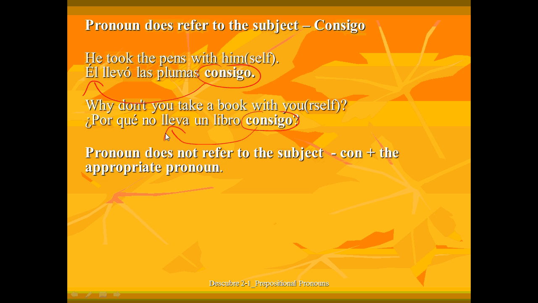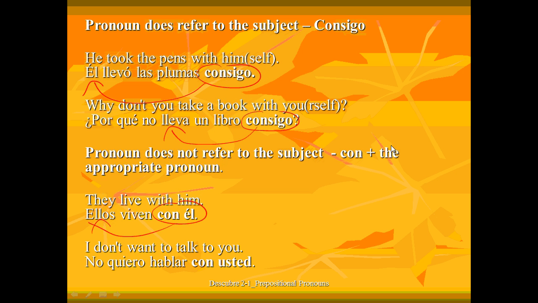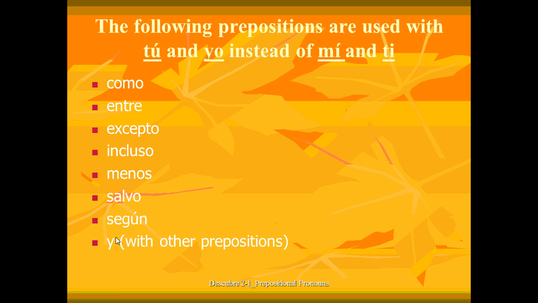Okay? If the pronoun does not refer to the subject, you use con plus the appropriate pronoun. For example, they live with him. In this situation, con él is not referring to the subject. And again, with the next one, no quiero hablar con usted. Con usted is not agreeing with the subject, so you would not use consigo with those.